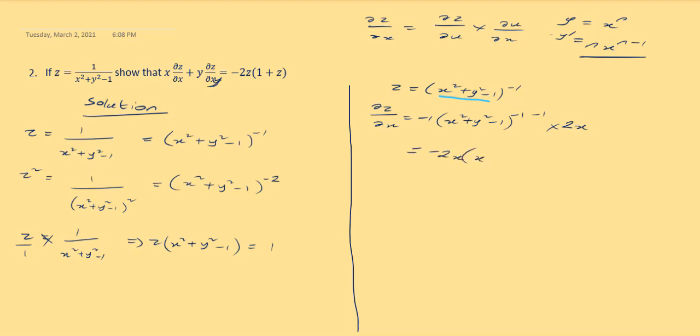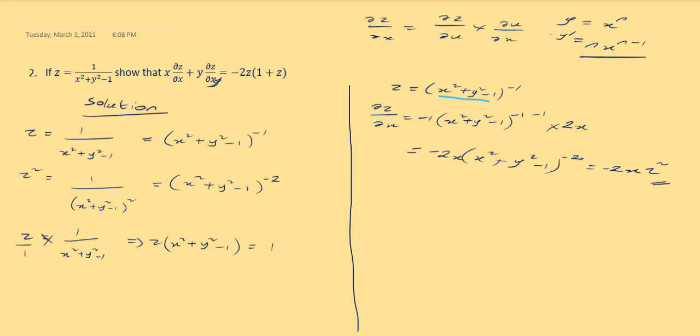Then I have s square plus y square minus 1 raised to the power of negative 2, because minus 1 will give me minus 2. So this will eventually become minus 2s. Now look at it, s square plus y square minus 1 raised to the power of minus 2 is exactly z square. So all this will give me z square. That's the first one.